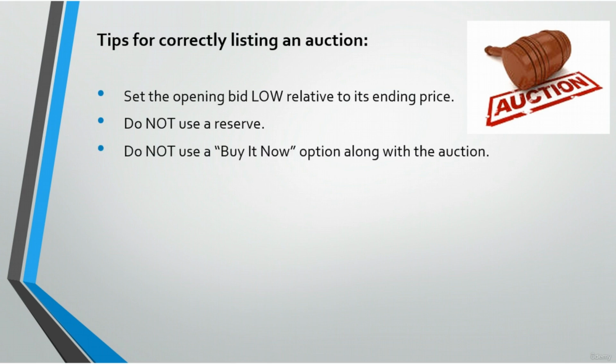The next tip is do not use a Buy It Now option along with the auction. When you set an auction, in an auction listing format, you also have the ability to add in a Buy It Now price. And what that does is it allows for people to buy it immediately, unless the auction reaches a certain level. That also has the same effect as having a reserve. It depresses bidding activity. It doesn't get people excited.